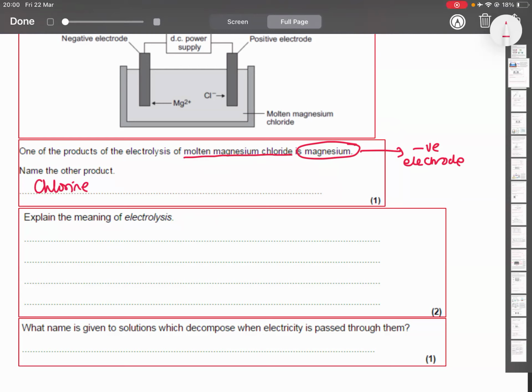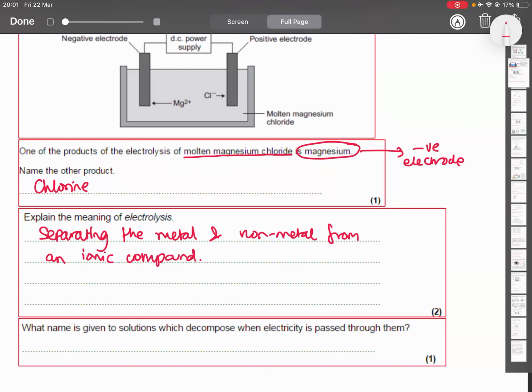Electrolysis is separating the metal and the non-metal from an ionic compound. Okay. Using electricity. And you can add more detail, like the opposite charges attract.